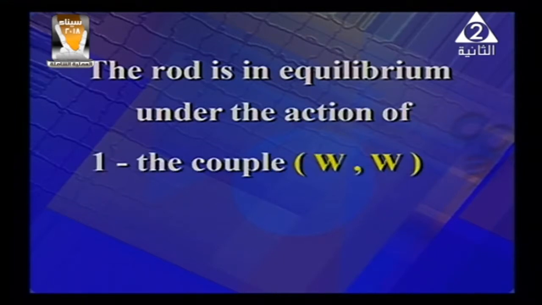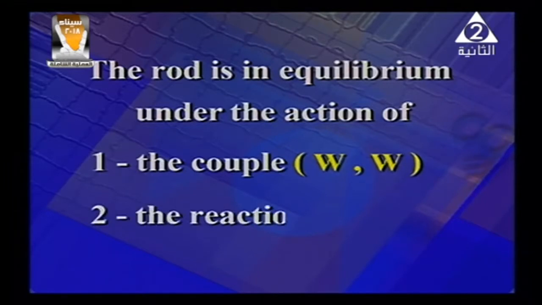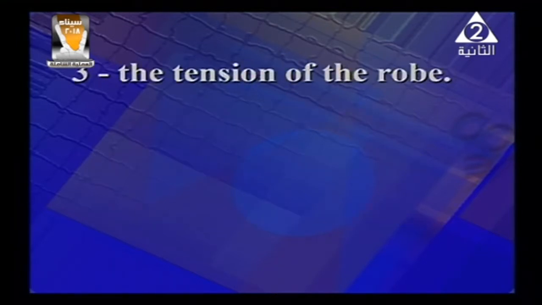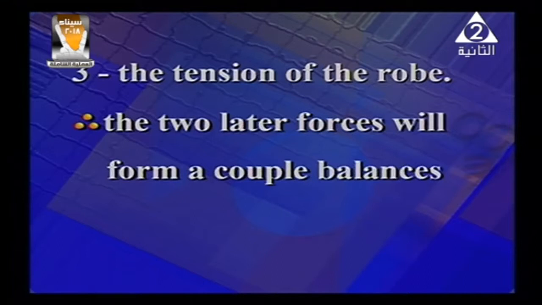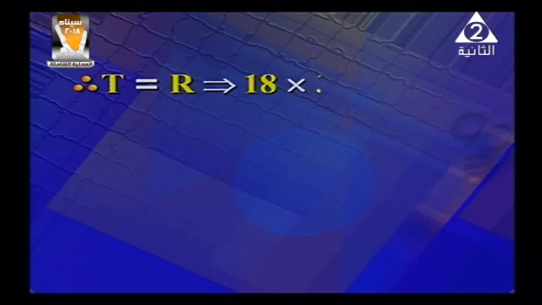Number 1, the couple of W and W2 forces. Number 2, the reaction of the nail. Number 3, the tension of the rope. Therefore, the two lateral forces will form a balancing couple. The first couple, therefore, T equals R.